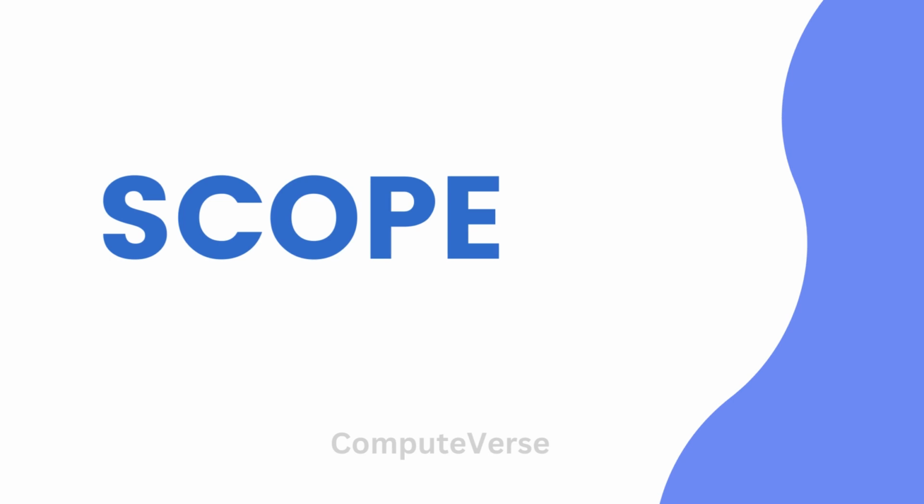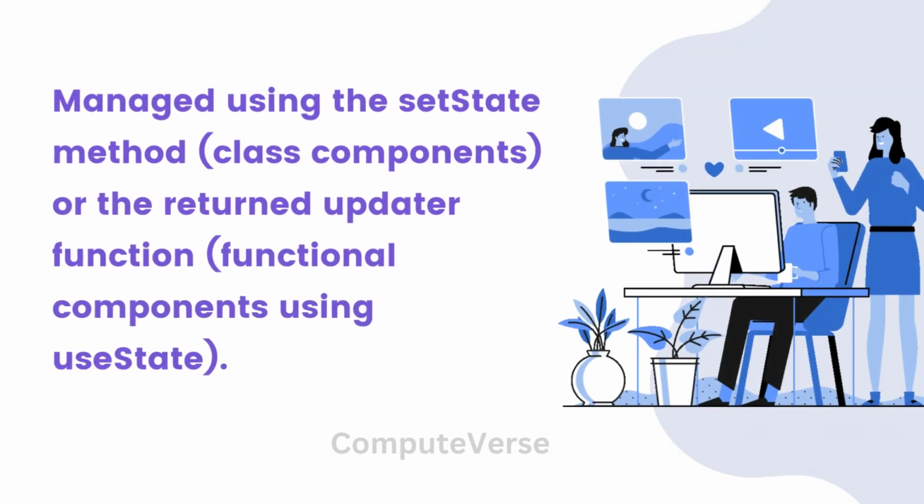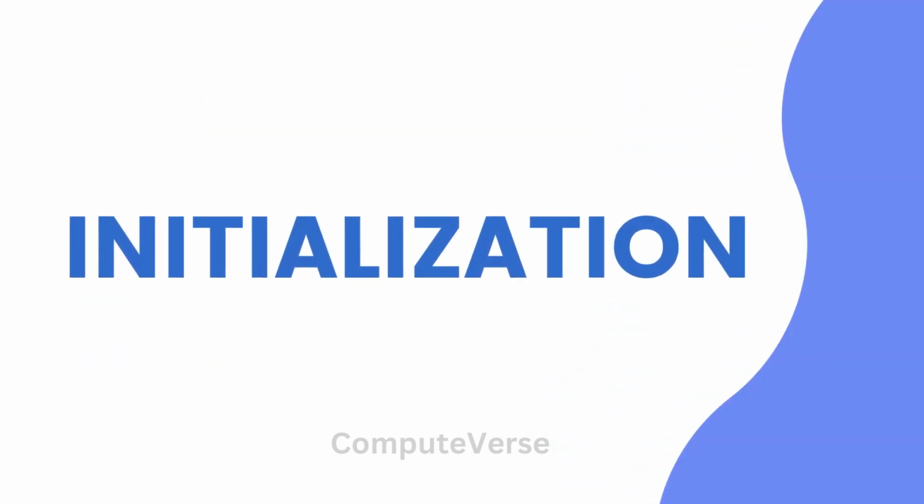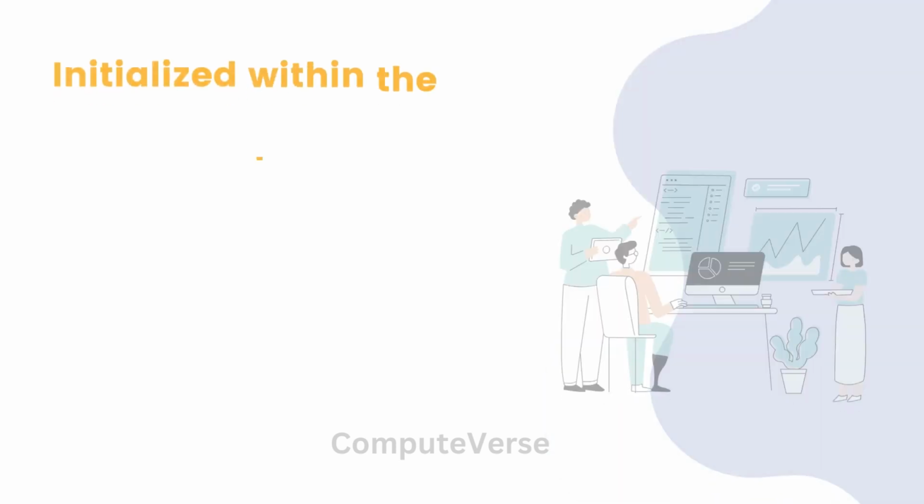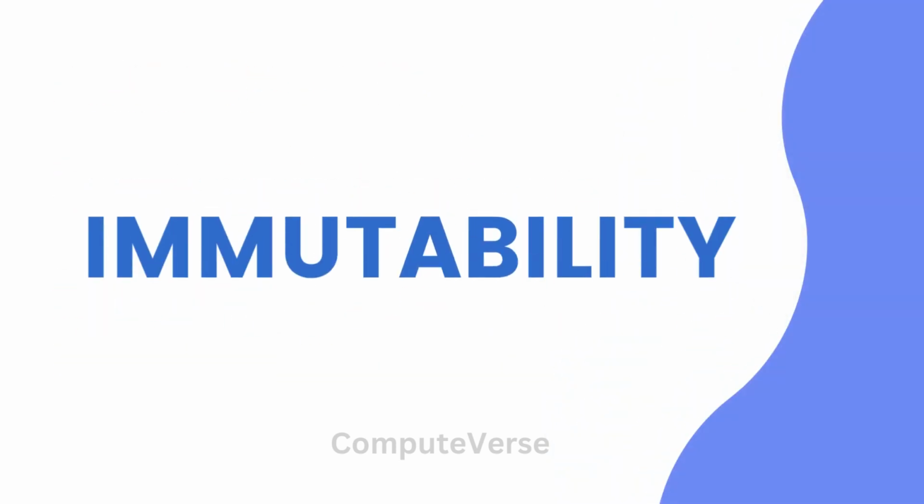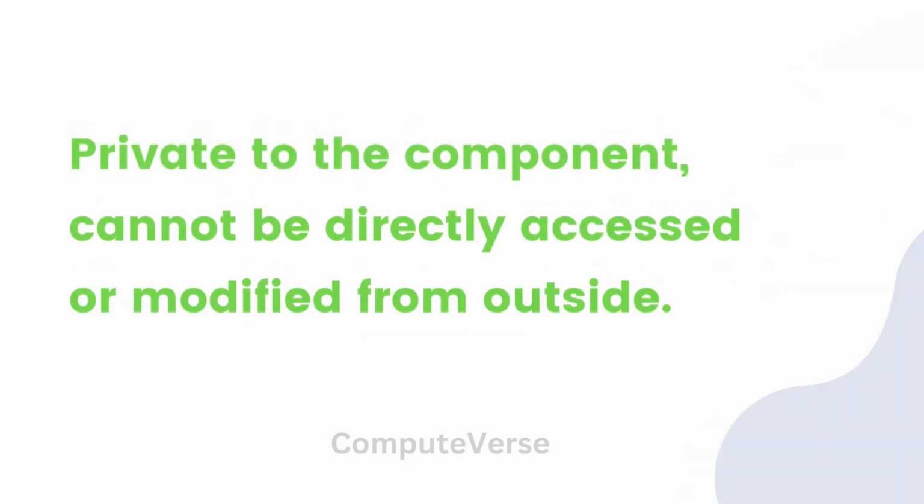State is private to a component and can only be accessed and modified within that component. State is initialized within the constructor of a class component or by using the useState hook in a functional component. It is important to use the setState method for class components or the returned updater function for functional components using useState to update the state, ensuring that React can efficiently handle changes and trigger re-renders.